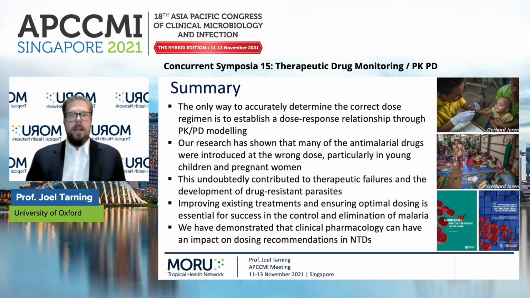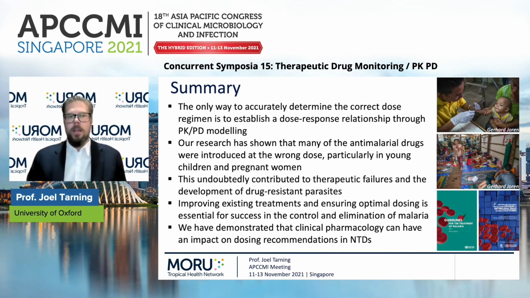To summarize, I have 2 minutes left, so I want to summarize this a little bit. The only way to accurately determine the correct dose regimen is to establish a dose-response relationship through PK/PD modeling. And we have used pharmacometric approaches and nonlinear effects modeling to do this PK/PD modeling. Our research has shown that many of the antimalarial drugs were introduced at the wrong dose, particularly in young children and also pregnant women.